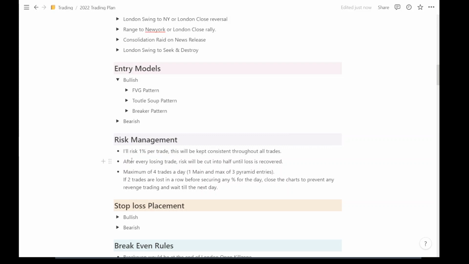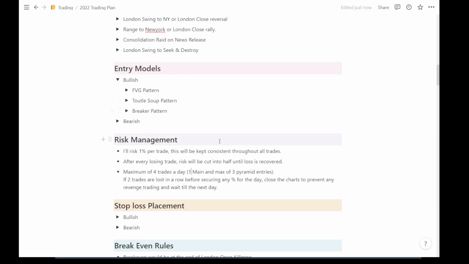If I have a losing trade, I'm going to cut my risk in half until that loss is recovered. So I'm going to use 0.5% if I have a losing trade. And if I lose that one as well, the next trade I take will be 0.25%. I'm going to take a maximum of 4 trades per day, one main trade.